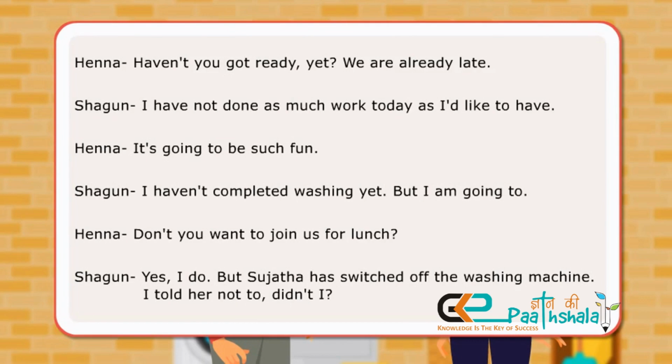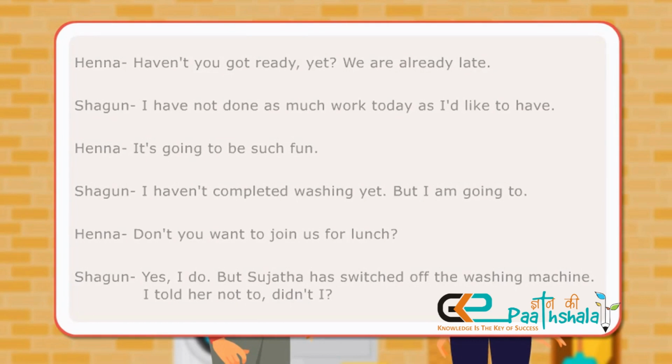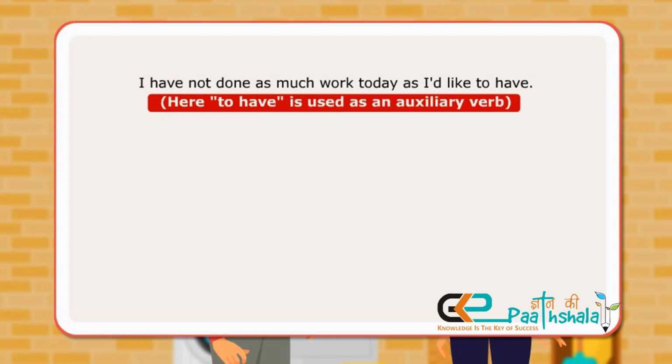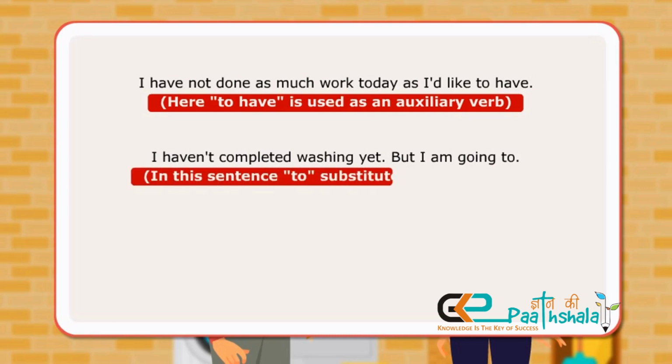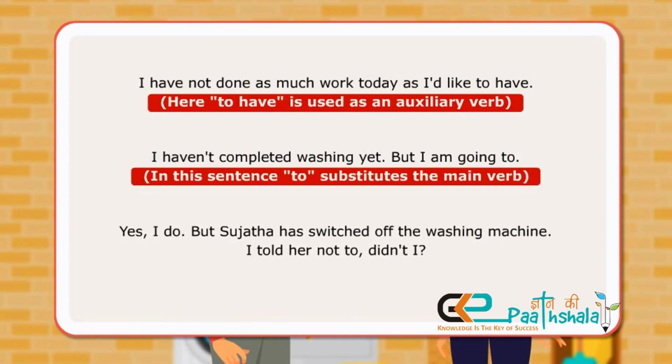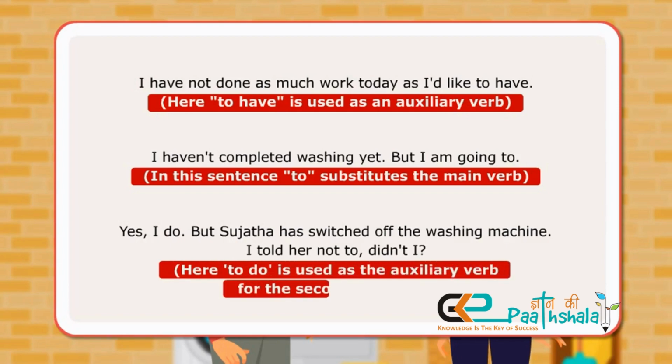In the dialogues, we left out certain words so as to avoid repetition. Let's look at the conversation of Hina and Shagun. I have not done as much work today as I'd like to have. Here, to have is used as an auxiliary verb. I haven't completed washing yet, but I'm going to. In this sentence, to substitutes the main verb. Yes, I do. But Sujata has switched off the washing machine. I told her not to, didn't I? Here, to do is used as the auxiliary verb for the second sentence.